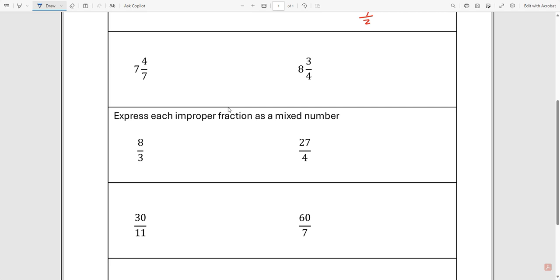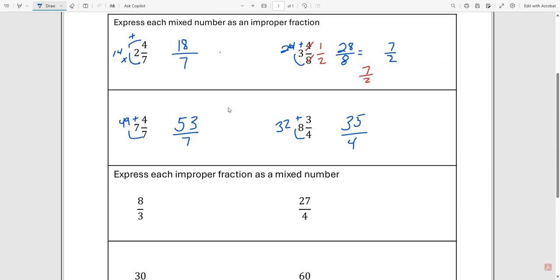Same process on these. 7 times 7 is 49, and then the 49 plus the 4 is 53, and we'll write that over the denominator 7. And then here we have 8 times 4 is 32, and then the 32 plus the 3 is 35 over 4. All right, and so that is expressing each mixed number as an improper fraction. So converting from a mixed number to an improper fraction. All right, let's look at the other way around.